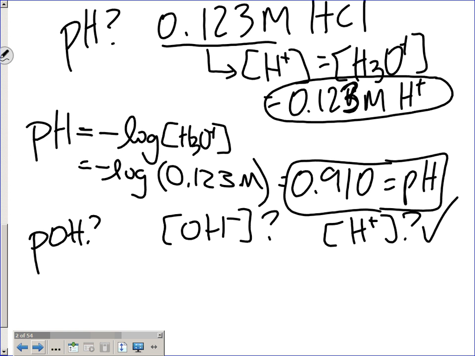Nick, you have a question? Oh, yeah. What is anti-log? Anti-log is the same thing as doing in your calculator 10 caret negative pH or 10 caret negative pOH, whichever one you're doing. Okay, we'll do an example of that in a second.